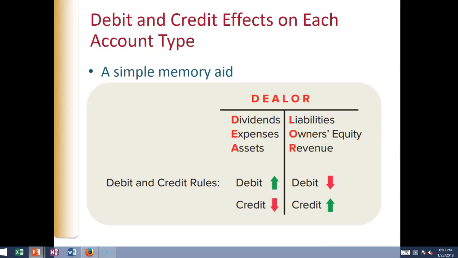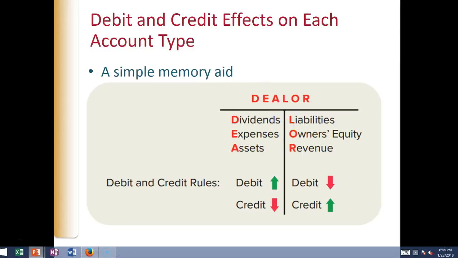So this we focused on. It's a great thing to memorize. Just know dividends, expenses, and assets always have a debit balance, whereas liabilities, owner's equity, and revenues will always have a normal credit balance. This is just a good cheat card to keep with you.